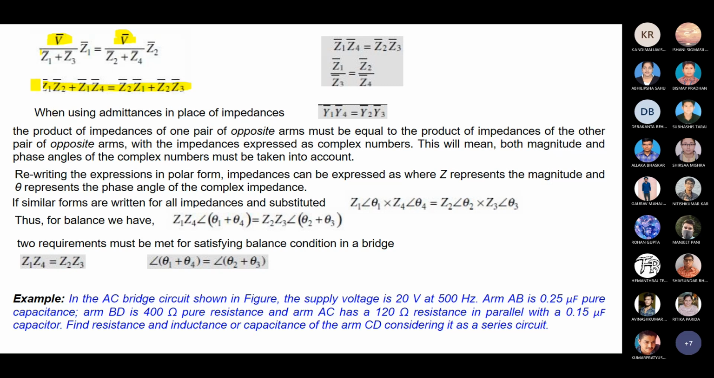Okay, so these 2 points again are the same: the Z1 Z2 component and the Z2 Z1 component are the same. So you can cancel both sides. Finally you will get the expression Z1 Z4 equal to Z2 Z3. So Z1 by Z3 equal to Z2 by Z4. Okay, just like your Wheatstone bridge.